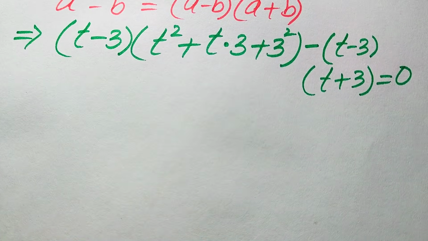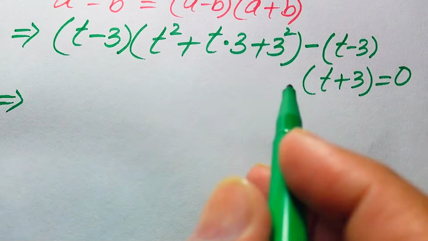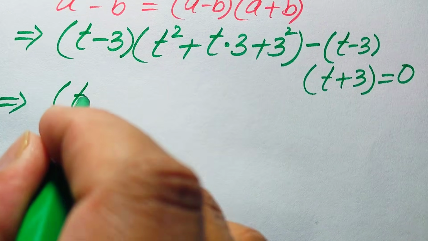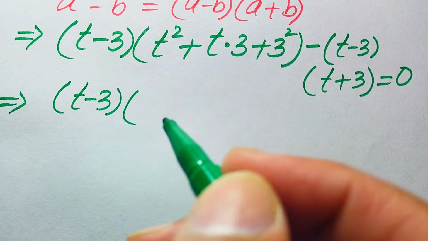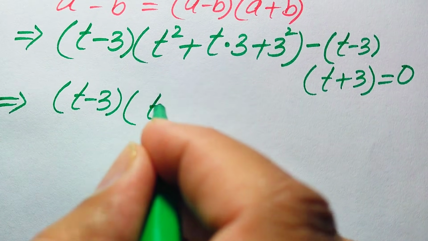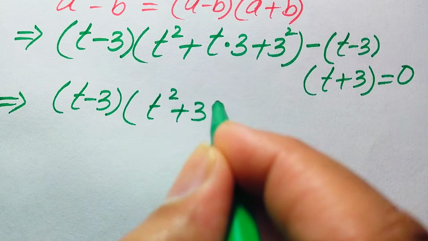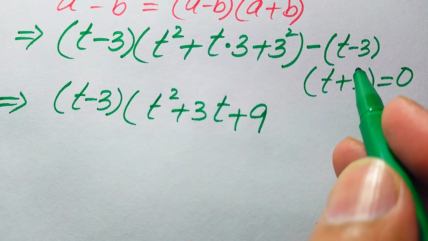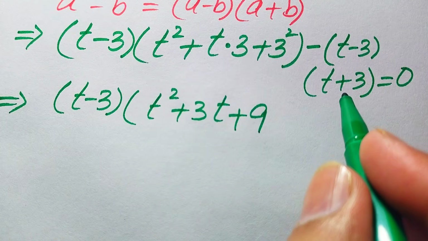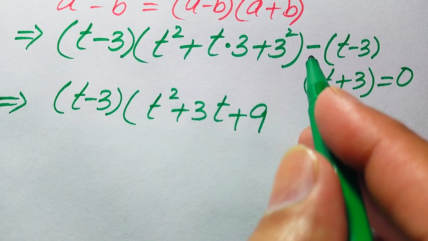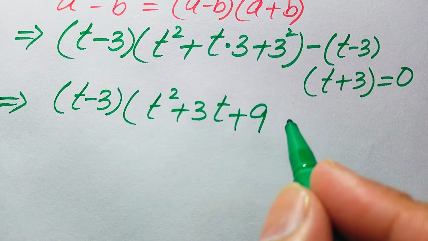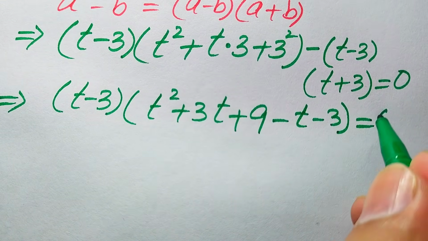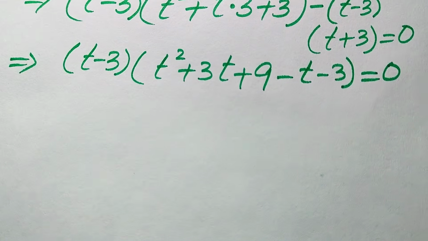And now you see that on both of these two terms, we have t minus 3 as the common factor. So when we take common t minus 3, the remaining values from here are t square plus 3t plus 3 square, which becomes 9. And when we take common t minus 3 from the second term, we get the remaining values by multiplying the negative sign on each of these values, and it becomes minus t minus 3, and this whole equation is equal to 0.